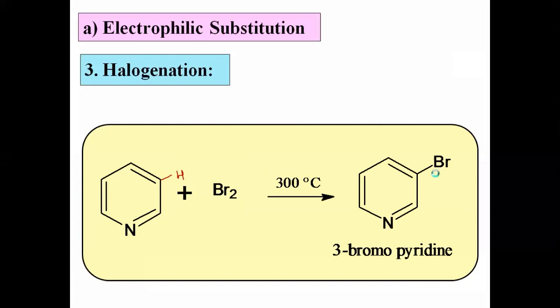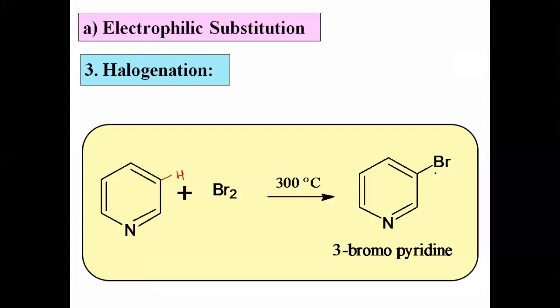And thus we have studied some examples of electrophilic substitution. One is nitration, second is sulfonation, and third is halogenation. And all these reactions are electrophilic substitution reactions. Okay, the next example is nucleophilic substitution.